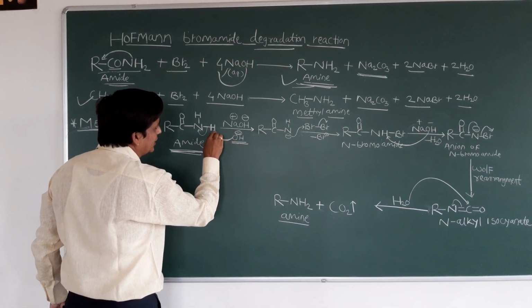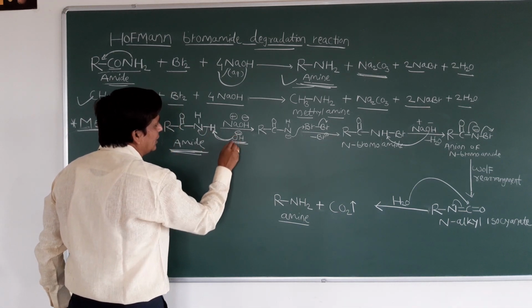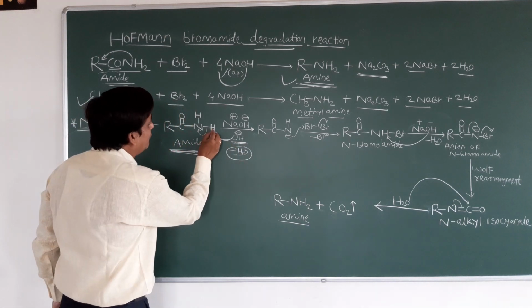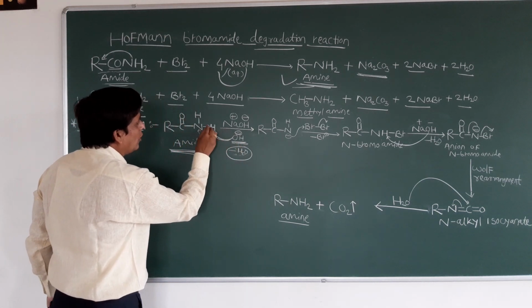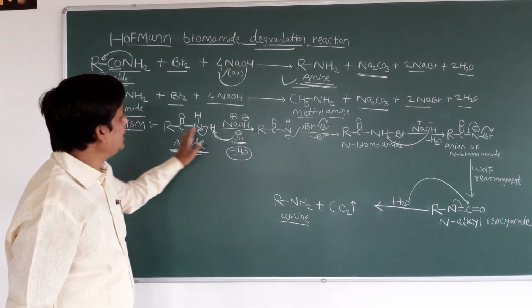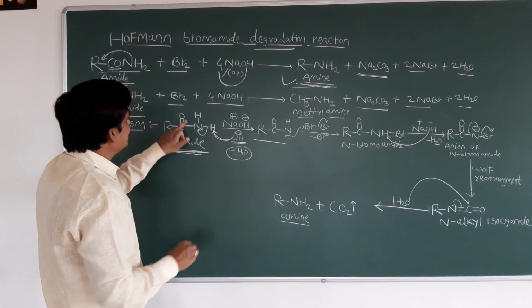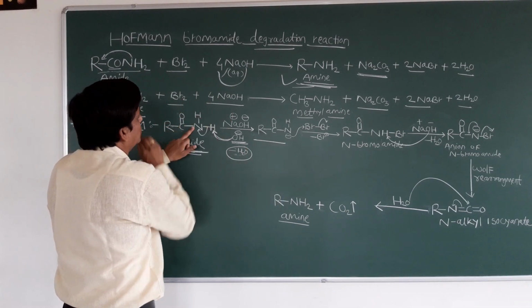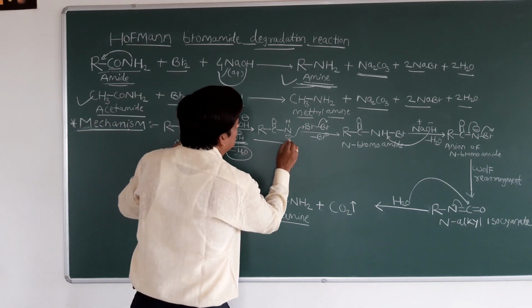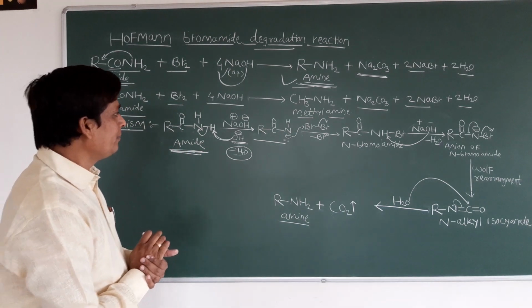When this base abstracts this H plus, H2O is removed, minus H2O. And when this H plus is removed, obviously the bond electrons shift toward the nitrogen. In the next step, RC double bond O as it is, then the nitrogen and hydrogen as it is, and the electron shifts here, meaning a minus charge comes. Now, is this much clear? This is the intermediate we get.